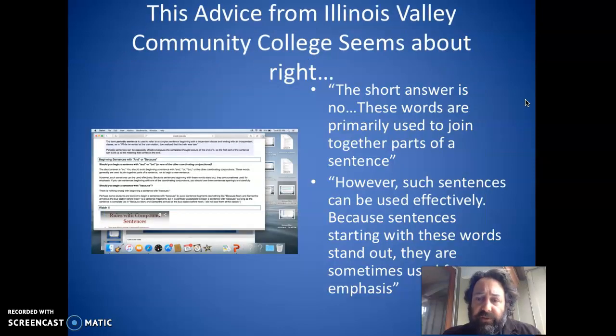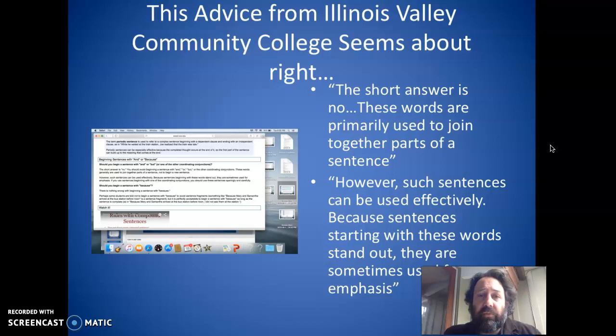Probably the best advice was this here, from Illinois Valley Community College. The short answer is no. If you want a short answer, that's it. However, if you have someone like me who knows enough about grammar to know that these rules exist, such sentences can be used effectively, as it says here below. Because sentences starting out with these words stand out, they can be used for emphasis.